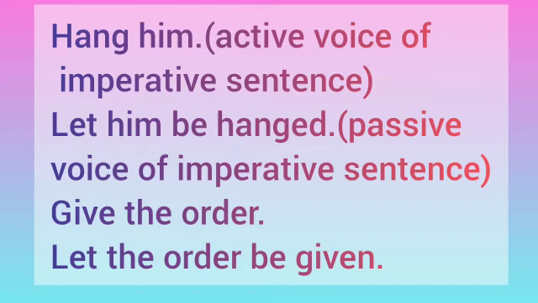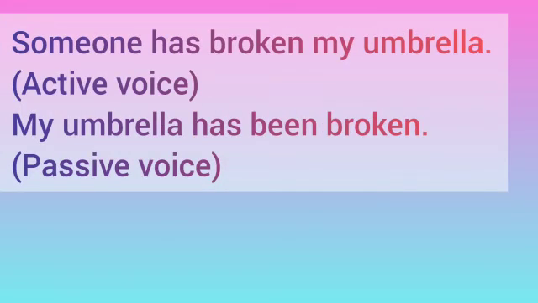While changing from active voice to passive voice, the agent preceded by the preposition 'by' may be omitted when it is not necessary to mention it. In many passive constructions, the doer is very obvious from the context. For example, someone has broken my umbrella. This is active voice. Now see in passive voice: My umbrella has been broken.